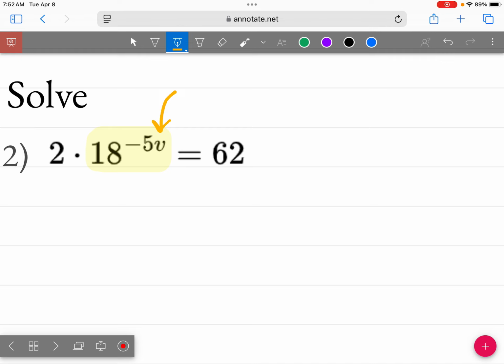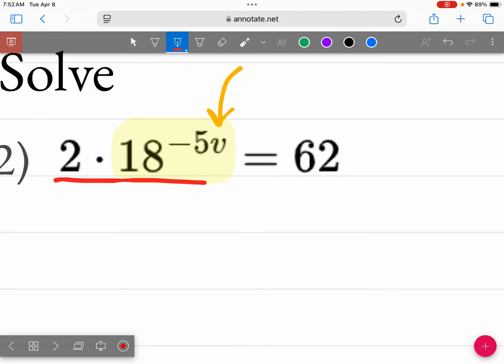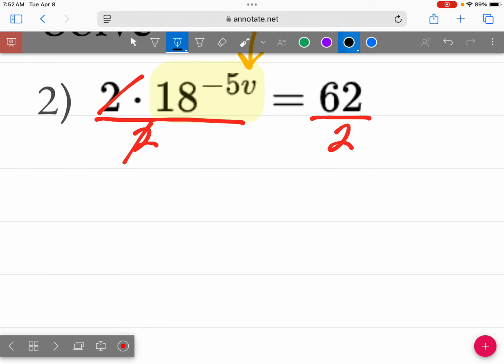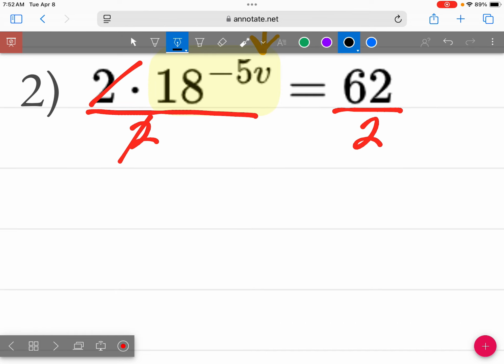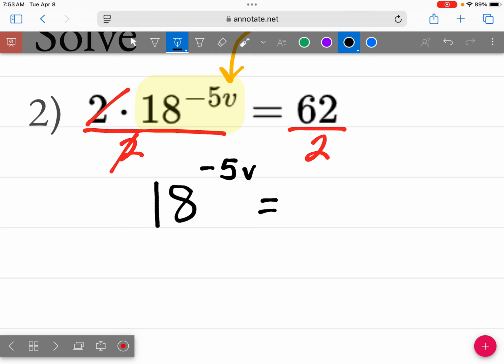Careful. What's happening between the 2 and the 18? Multiplying. So how do I get rid of it? Divide. We need to divide both sides by the 2 to get this guy to leave. So we're getting it by itself because I can't bring that in because powers happen first in order of operations. So we got to be real, real careful. So we have our 18 to the power of minus 5v equals 62 divided by 2, 31.